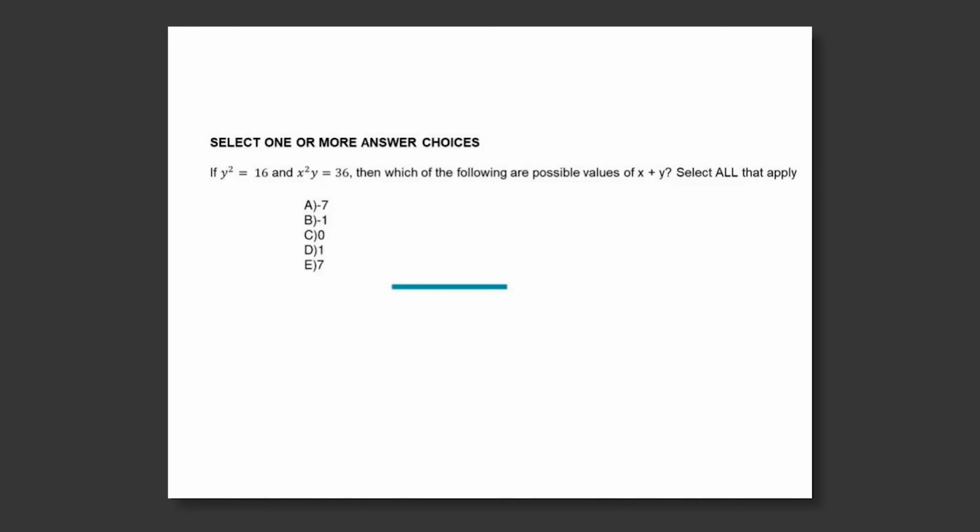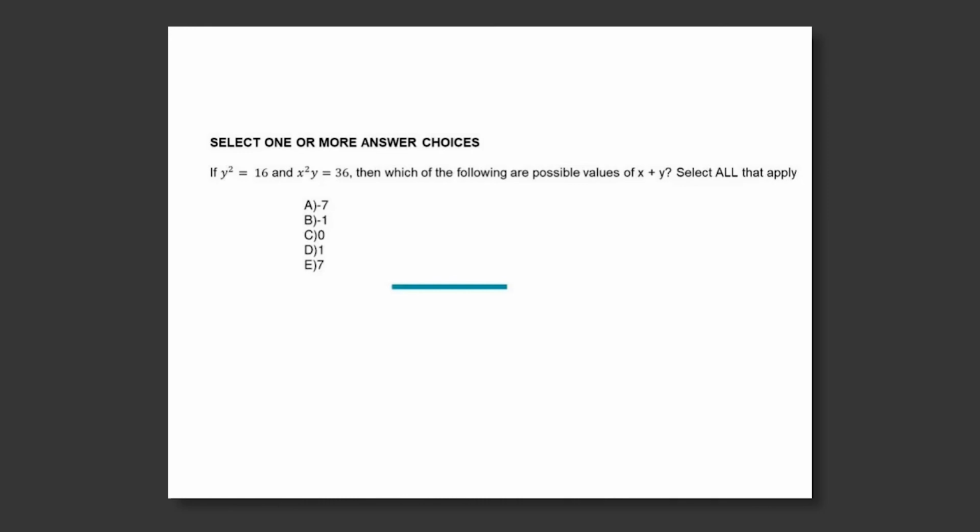Select one or more answer choices. If y square is equal to 16 and x square y is equal to 36, then which of the following are possible values of x plus y? Select all that apply. Again, this is a MAQ: -7, -1, 0, 1, 7. This is also one of the easy problems in GRE.